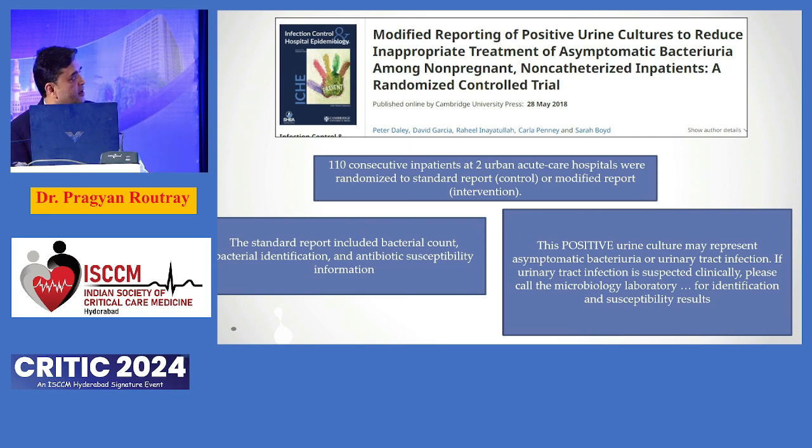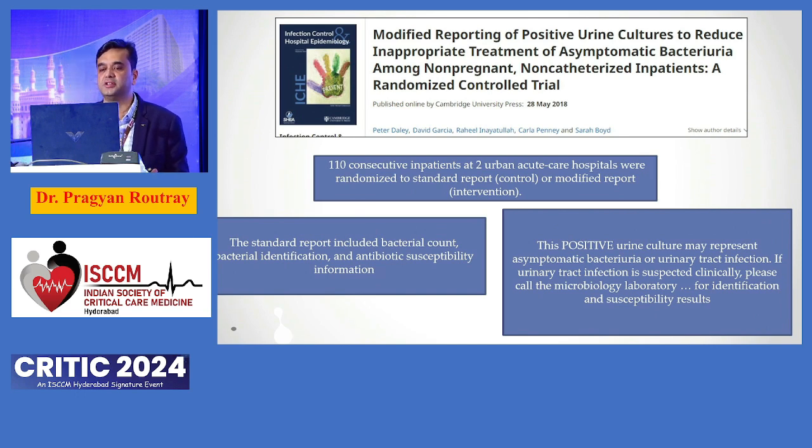So they took 110 consecutive inpatients at 2 urban acute care hospitals. They were randomized to standard report or intervention. The standard report showed everything, like bacterial infection, antibiotics, etc. But the intervention group was told it represents asymptomatic bacteriuria or UTI. If UTI is suspected clinically, please call the microbiologist. That's what the report says: the urine culture is showing some sort of asymptomatic bacteriuria to my knowledge. Kindly call back if you are seeing clinically that the patient is having urosepsis.